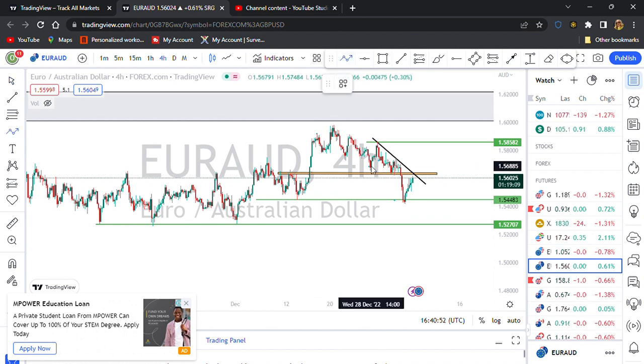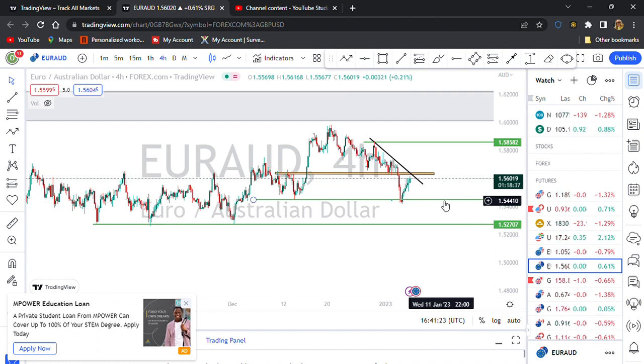If the market was here during the news, I was going to sell straight. I'm going to sell straight to this downside, right? And I know that there's a support over here, so the market has to retest this, make a lower low for a down move. So this is basically how I do it.